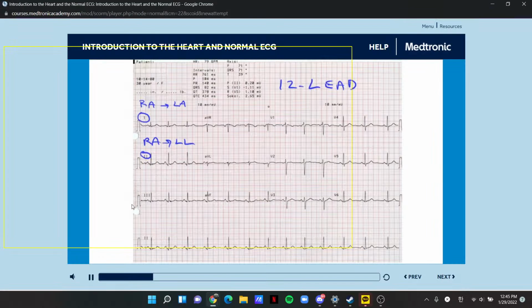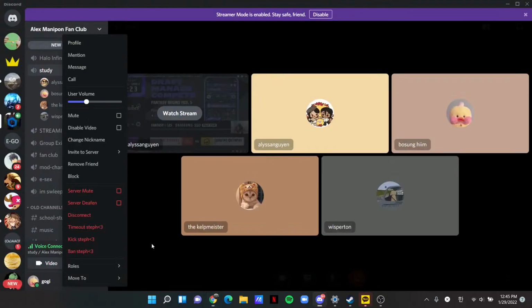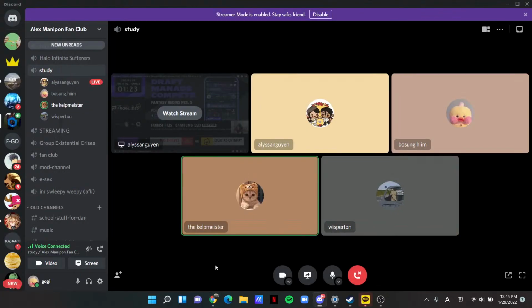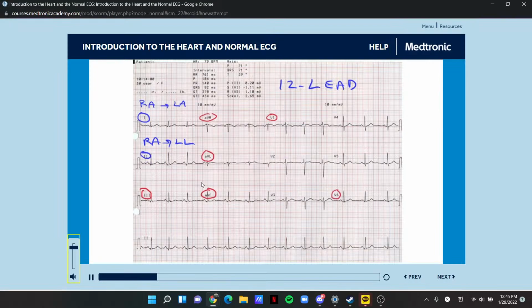Close examination of a standard 12-lead ECG shows indeed there are 12 leads: 1, 2, 3, AVR, AVL, and AVF, which are considered limb leads, using different combinations of electrodes on the limbs. The V leads, V1 through V6, are recorded by placing electrodes across the left side of the chest.